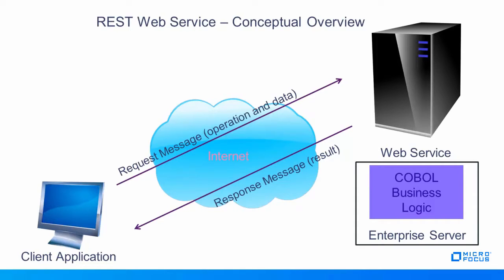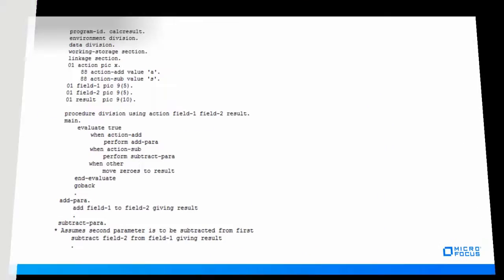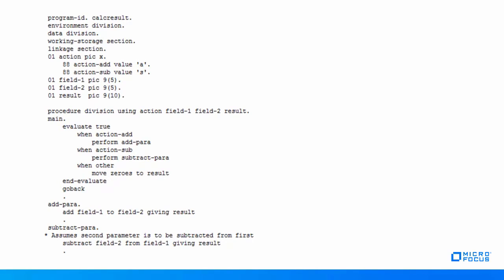Let's take a look at the steps required to implement a COBOL program as a REST web service in Visual COBOL. We'll start with a simple example COBOL subprogram. When called, this program can perform simple arithmetic calculations. The program receives several parameters in the linkage section. One of the parameters, named Action, indicates the type of calculation to be performed. Field 1 and Field 2 are values to be used in the calculation, and finally there's a field to receive the result of the requested calculation.